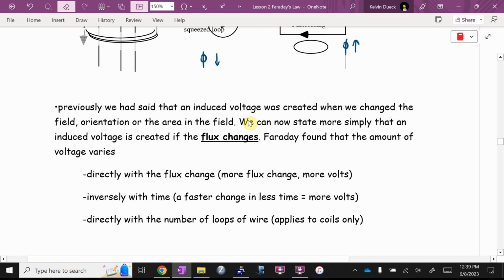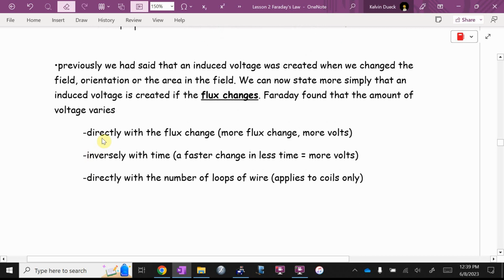Faraday found that the amount of voltage varies directly with the flux change. More flux change, more volts, which means this is going to be on top of the equation. When it gets bigger, voltage, EMF gets bigger. Inversely with time, there's going to be a T in the bottom of the equation. The faster you spin it, the smaller the time, the more the voltage. Oh, and directly with the number of loops of wire.